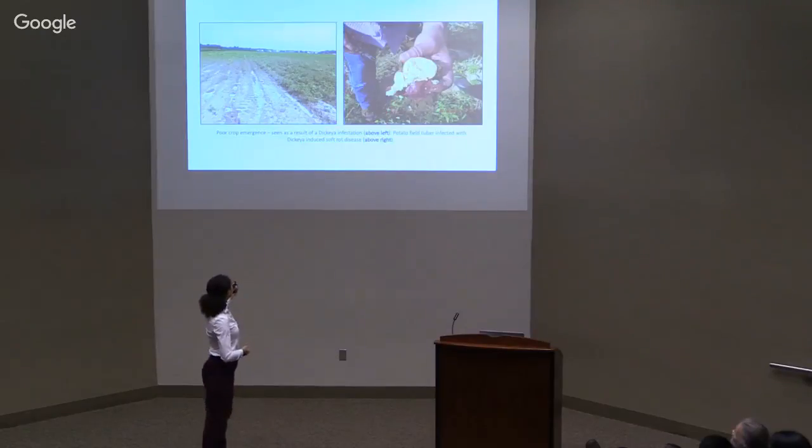On the left here, we see poor crop emergence. This is the example I mentioned, where the seed tubers are propagated and come up already with the infection, so we have poor crop emergence. On the right, we have a tuber infected with soft rot. You can see completely macerated tissue. You open it and it looks almost like pudding.